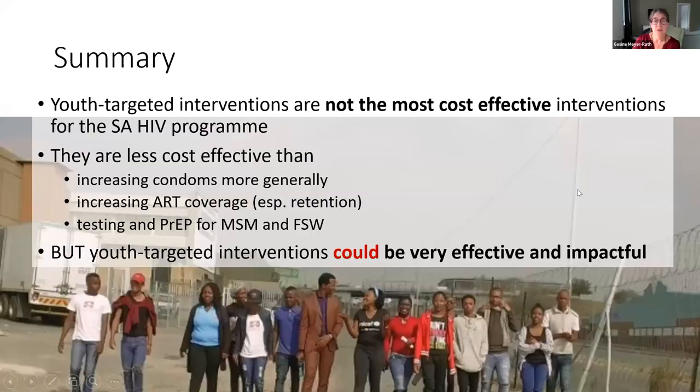So in summary, and I know this has been a lot of numbers all over the place, what we saw right at the beginning is that youth-targeted HIV interventions are not the most cost-effective interventions for the South African HIV program. If cost-effectiveness is what you're after, then there's a whole number of other things that trump them, including increasing condom use more generally, increasing ART coverage, especially retention, especially of slightly older men, and testing and PrEP for gay men and female sex workers. But youth-targeted interventions could be very effective and impactful.